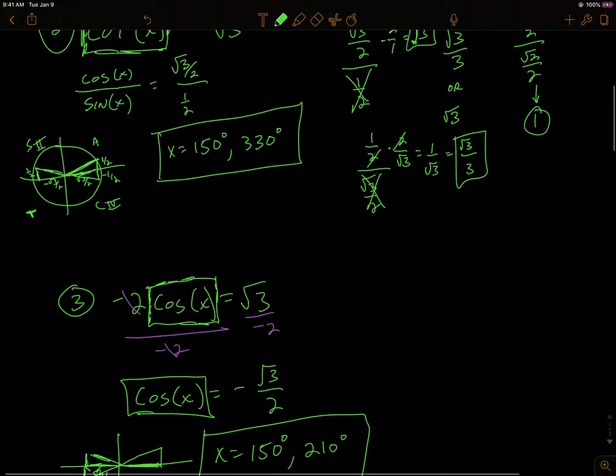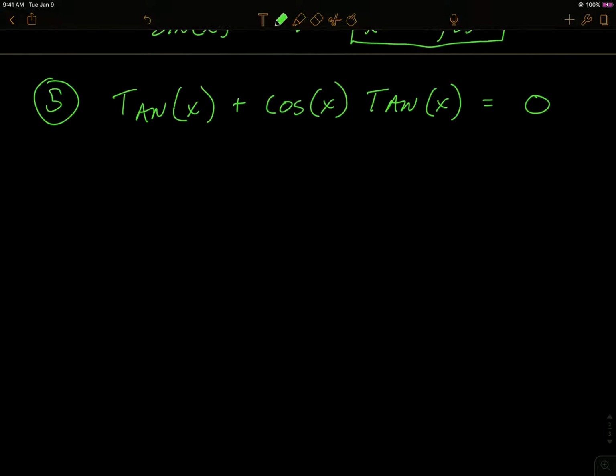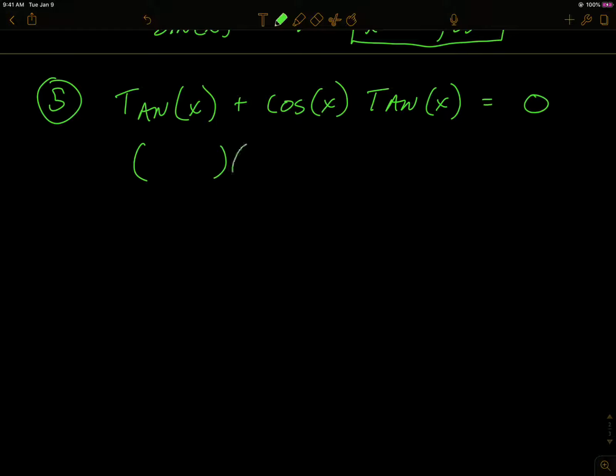We could get sine by itself. We can get cosine by itself. But now I've got two trig values here, two trig expressions. So what we want to do is we want to get this thing factored and apply our zero product property. If I could write it as a bunch of things times each other equaling 0, think back to algebra, we had something like this.